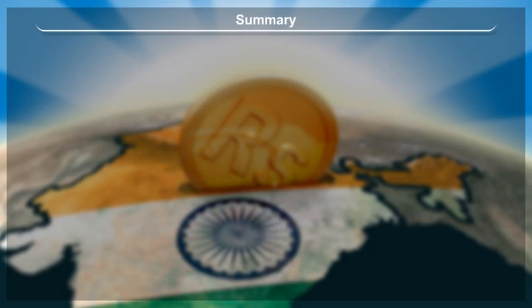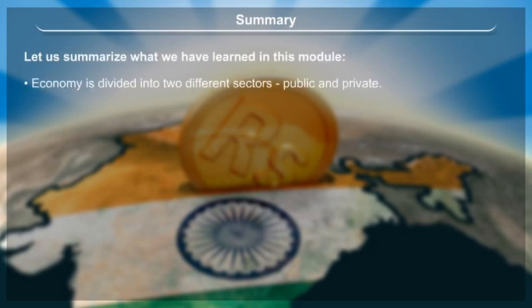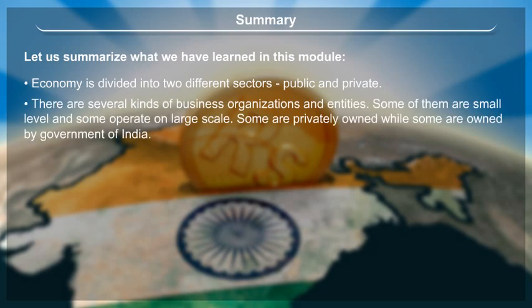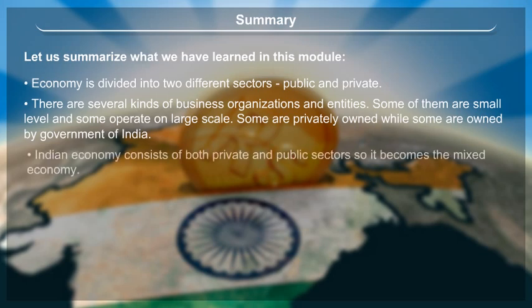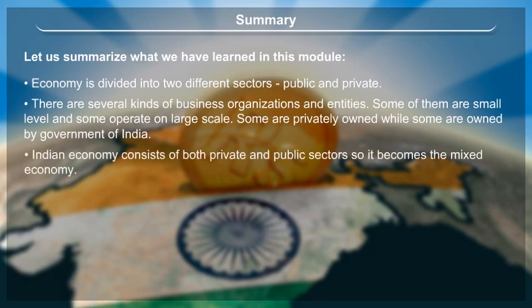Summary. Let us summarize what we have learned in this module. Economy is divided into two different sectors, public and private. There are several kinds of business organizations and entities. Some of them are small level and some operate on large scale. Some are privately owned, while some are owned by the Government of India. The Indian economy consists of both private and public sectors, so it becomes a mixed economy.